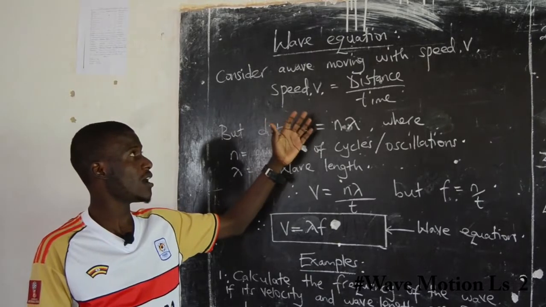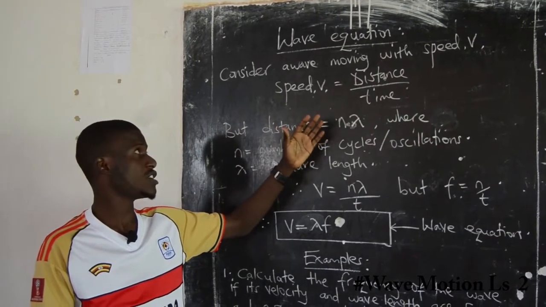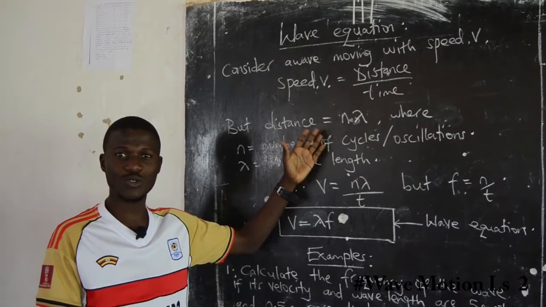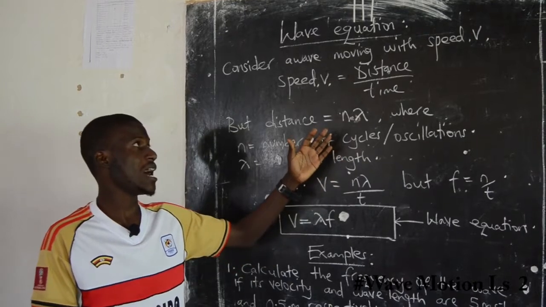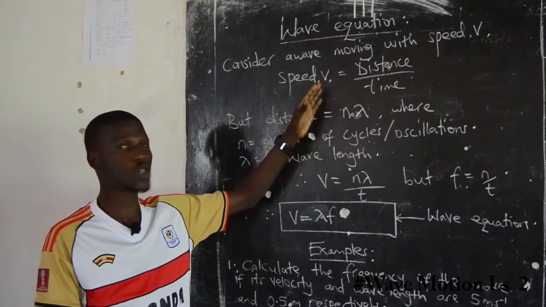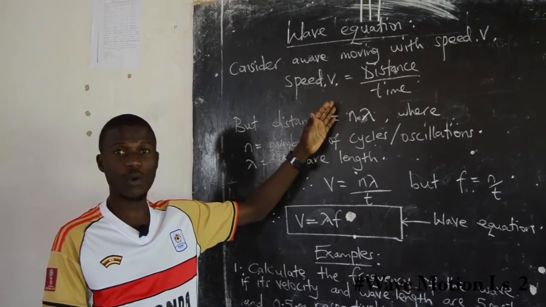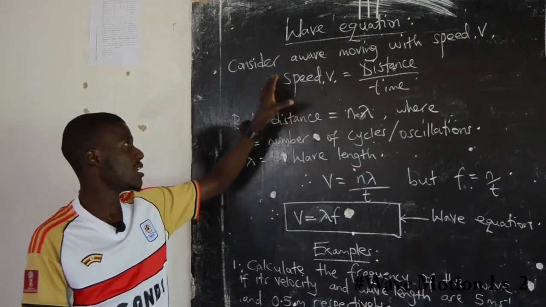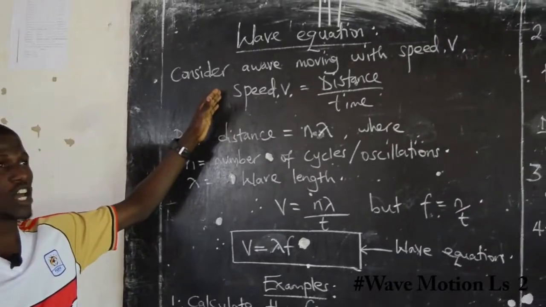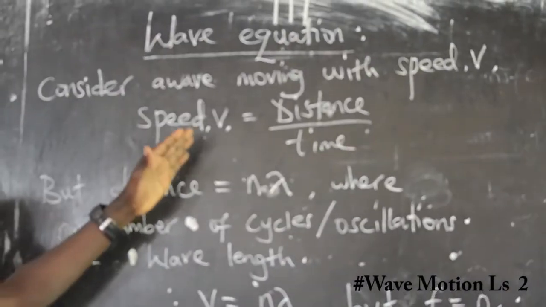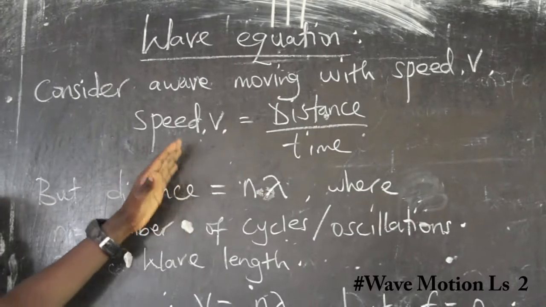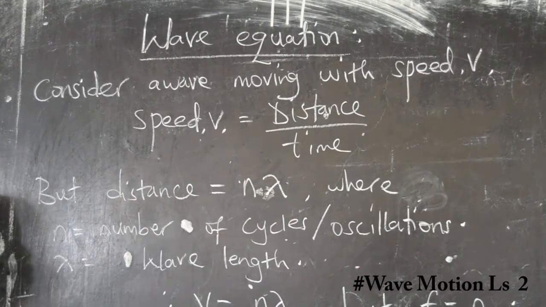In the first lesson, we talked about the common terms used in wave motion. Now we are going to continue with what we call the wave equation. As you see on the chalkboard, consider a wave moving with a speed v. Speed is given by distance over time.